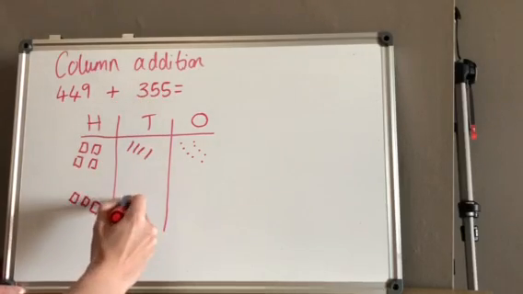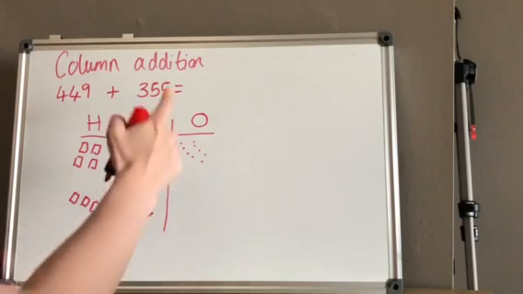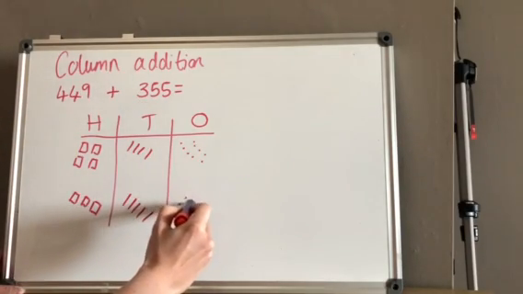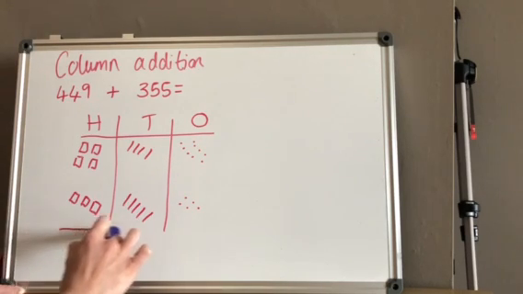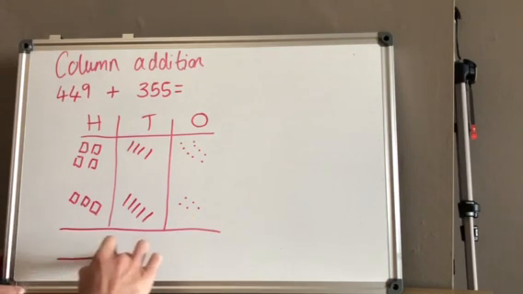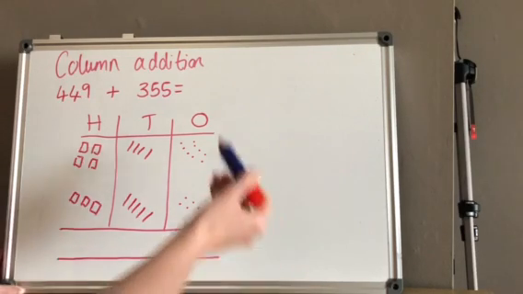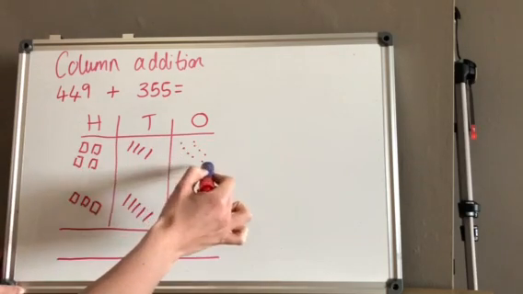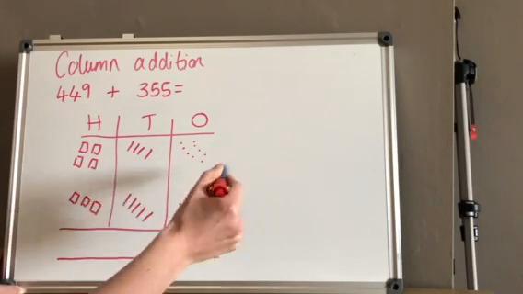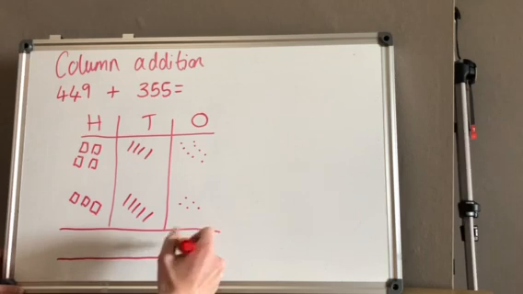We've got 5 tens and we've got 5 ones. Okay, and then we will draw our equal lines at the bottom. Now, again, starting with the ones column on the right hand side, let's add up how many ones we've got all together. So we've got 9 there and we've got 5 there. Now that would make 14 all together.